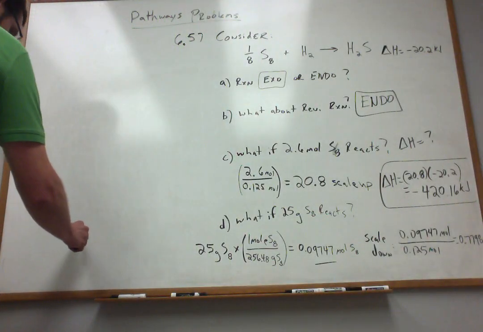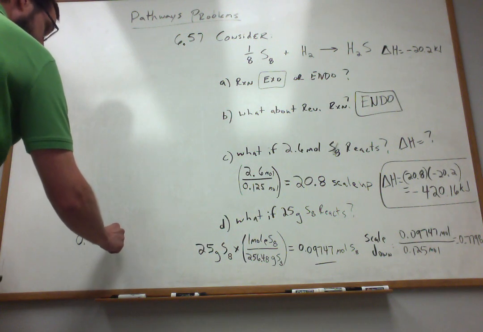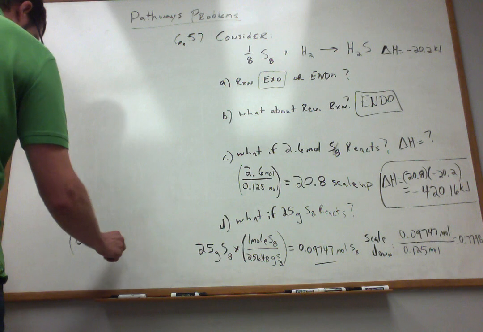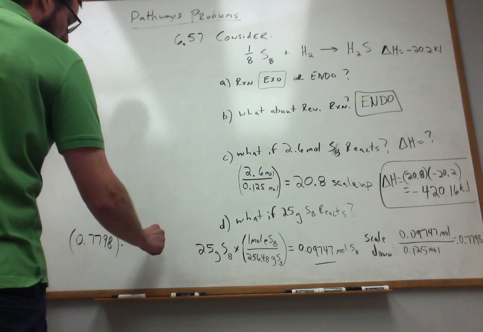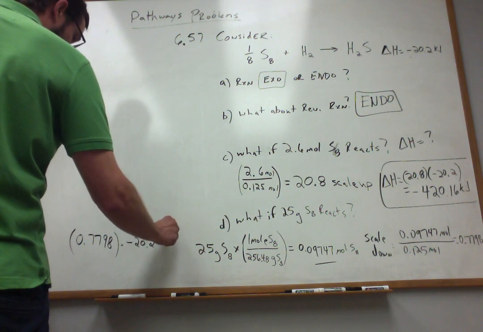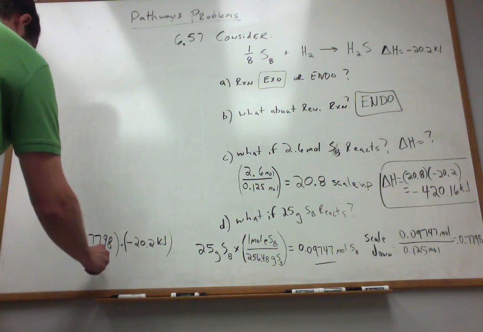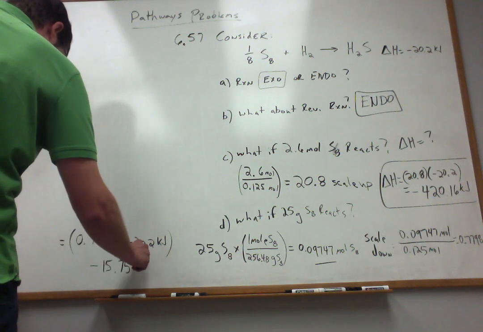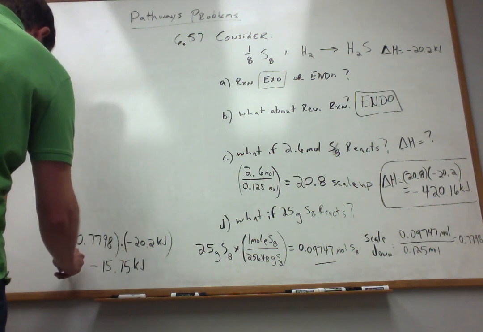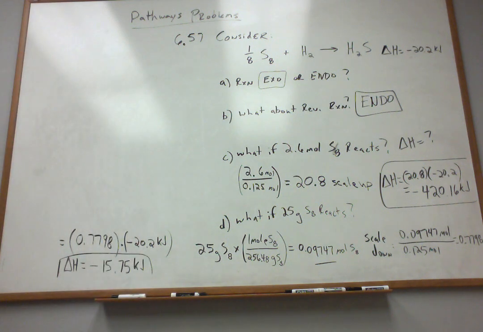But the beautiful thing about this knowledge is that since I know my scaling factor, I can now multiply that by my negative 20.2 kilojoules, which results in the realization that negative 15.75 kilojoules is what I'm going to expect as my enthalpy change for part D.